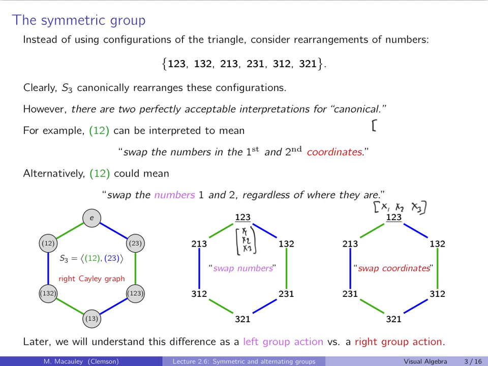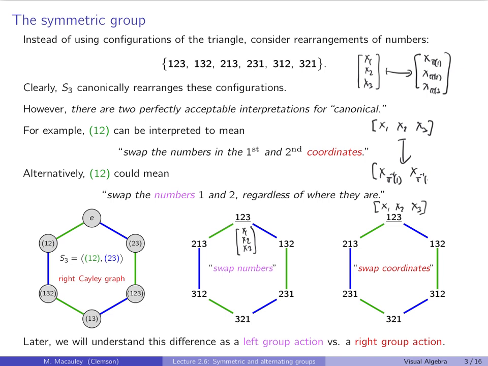So with the row vectors, well, let me start with the column vectors first. The x1, x2, x3 got mapped to x pi 1, x pi 2, x pi 3, whereas the row vector x1, x2, x3 got mapped to x pi inverse of 1, x pi inverse of 2, x pi inverse of 3. Now when we get to chapter 5, we'll understand this in the context of group actions, and this being a left versus right group action. And there is this duality. Every left action is a right action by the inverse element.